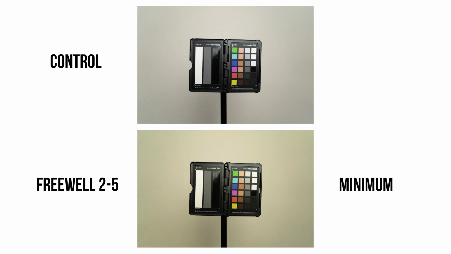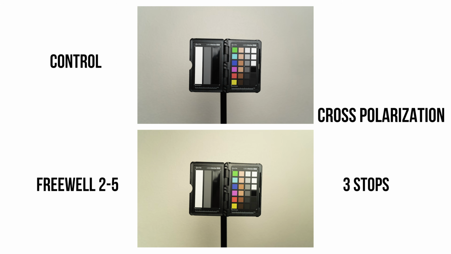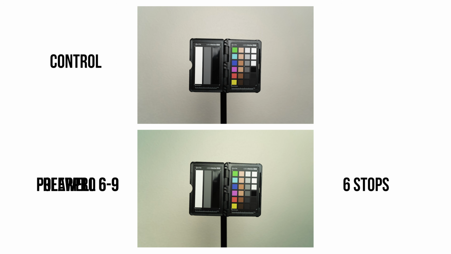I was very impressed with the Freewell performance on this. The 2 to 5 had barely any vignetting at all and didn't have that weird color shift that we saw in the PolarPro. And then the 6 to 9 filter had a little bit of that creeping vignetting that we saw on the 6 to 9 from PolarPro as well, but again, without the color shift in the corners.